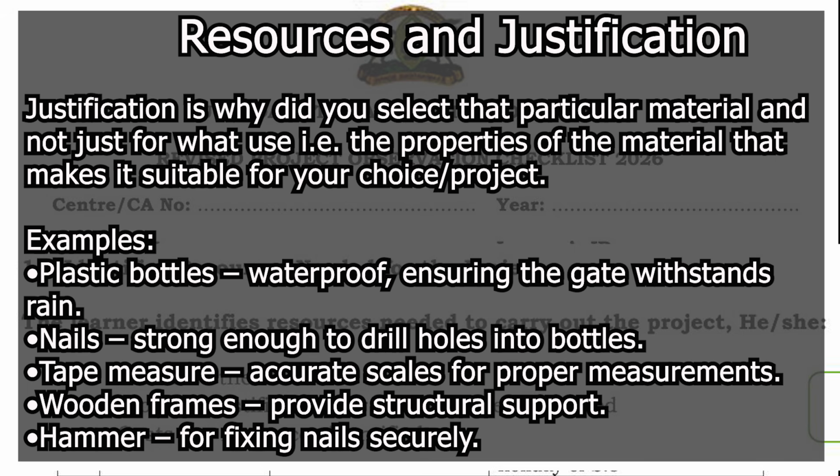The other material we would need are nails. Why? Because they are strong enough to drill holes into bottles. The other material we will need are tape measures. Why? They have accurate scales for proper measurements. The other material would be wooden frames. Why? They are strong to provide structural support. Then hammer, fixing nail, and so on and so forth. So those are the materials, then the justification, and then you allocate the cost.